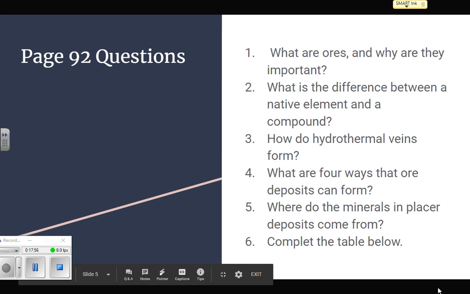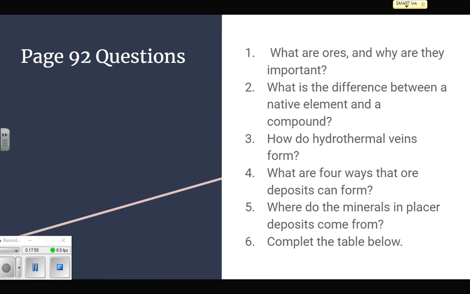Page 92. Questions. What are ores and why are they important? What is the difference between a native element and a compound? How do hydrothermal veins form? What are 4 ways that ore deposits can form? Where do the minerals in placer deposits come from? Complete the table below. Question 1. Answers can be found on pages 90 and 92.